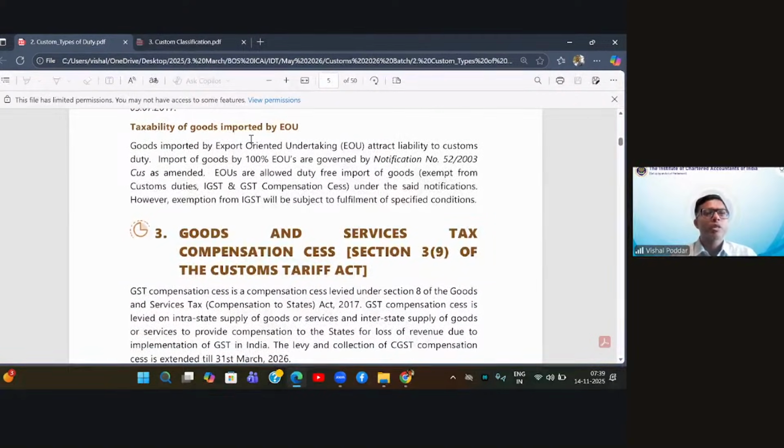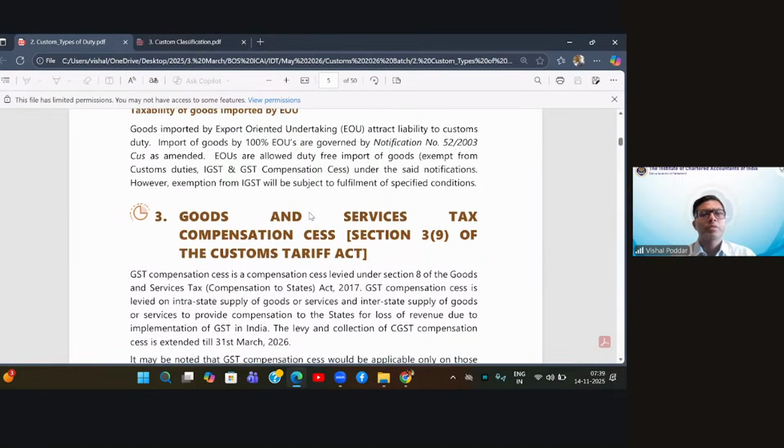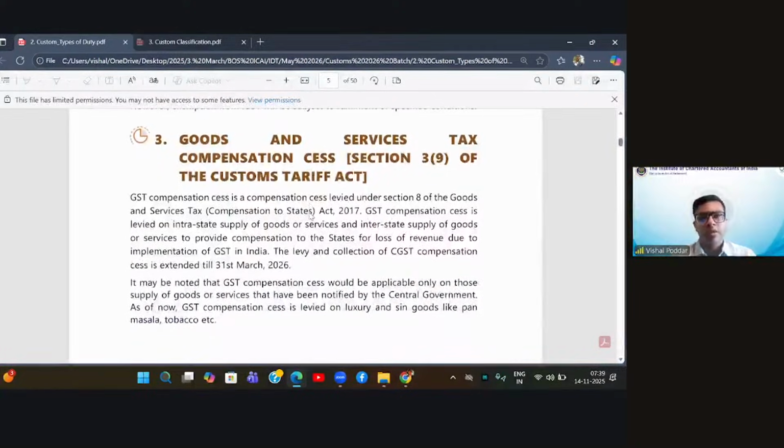Next, if goods are imported by 100% EOU, it attracts customs duty. Import of goods by 100% EOU is governed by Notification 52. EOUs are allowed to import goods duty free, that is exemption from customs, IGST and cess under the said notification. However, exemption from IGST will be subject to fulfillment of some specified conditions.